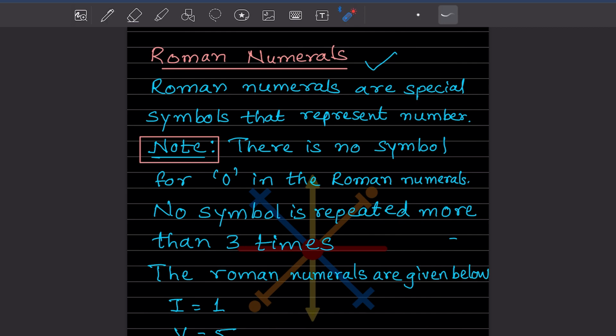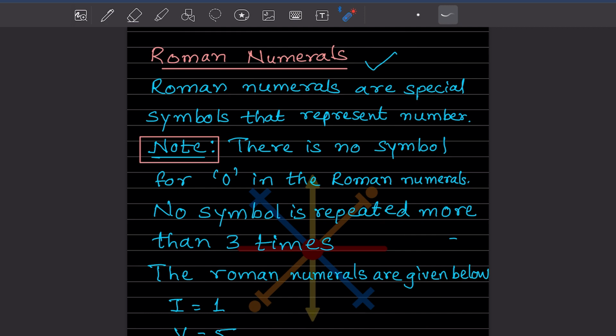Okay, so now, in a simple way, what are the Roman numerals? If somebody asks you for the definition, we can say Roman numbers are special symbols that represent numbers. Let us see, I have given you a note on this one. What is to be considered in this one?